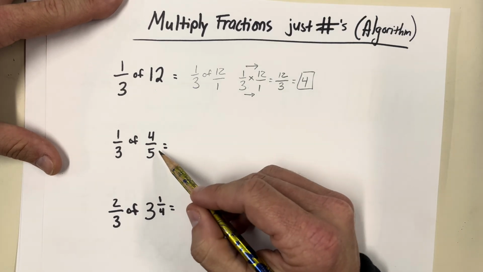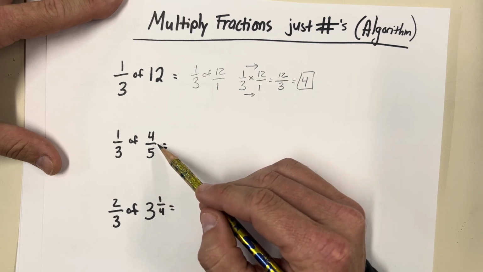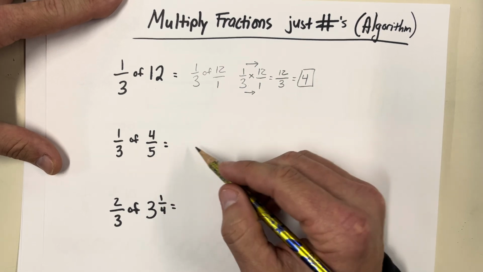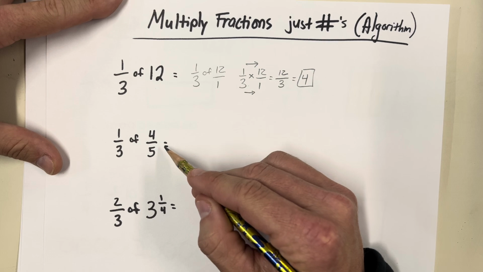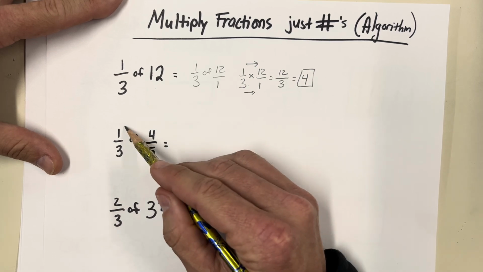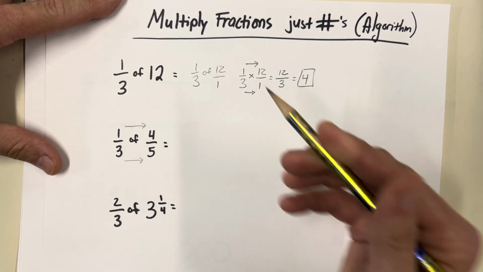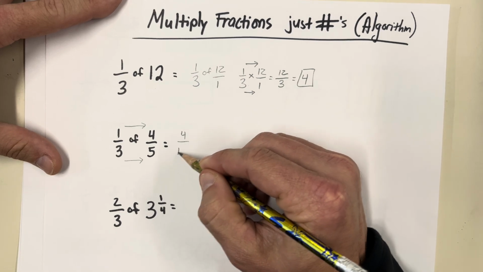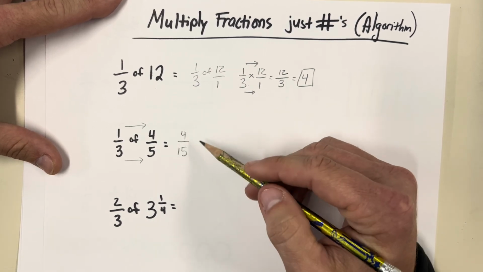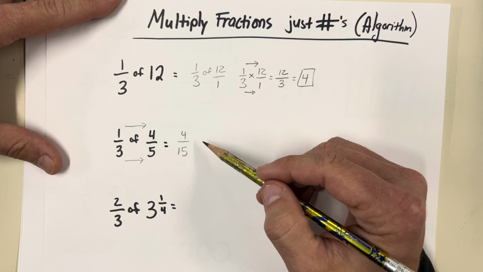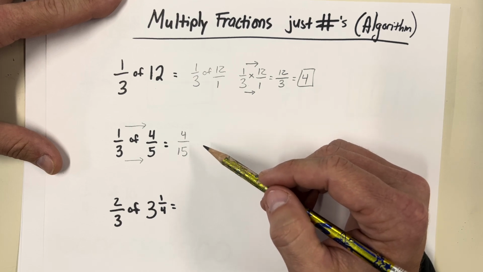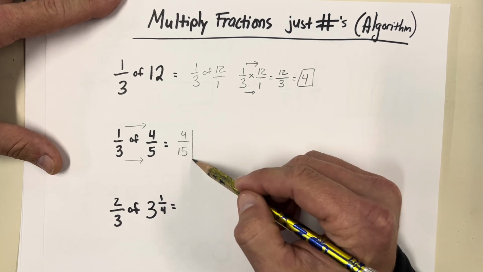In this problem, we're taking 1/3 of a number that's already less than a whole. I don't have any fractions that I have to change, so I'm just going to go ahead and multiply those straight across, which should get me 4 over 15. I can't simplify or change that fraction in any way. I can't scale it down. I don't have to scale it up. It makes no sense. So I'm just going to keep it at 4/15.